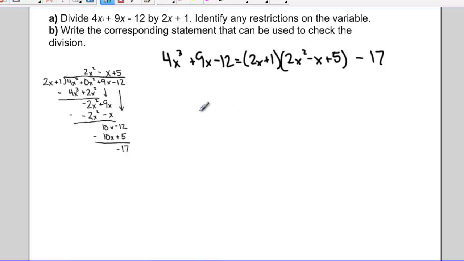The restrictions on the variable are my divisor, 2x plus 1, can't equal 0. We can't divide by 0. Which means, if I rearrange this, 2x can't equal negative 1, or x can't equal negative 1/2.